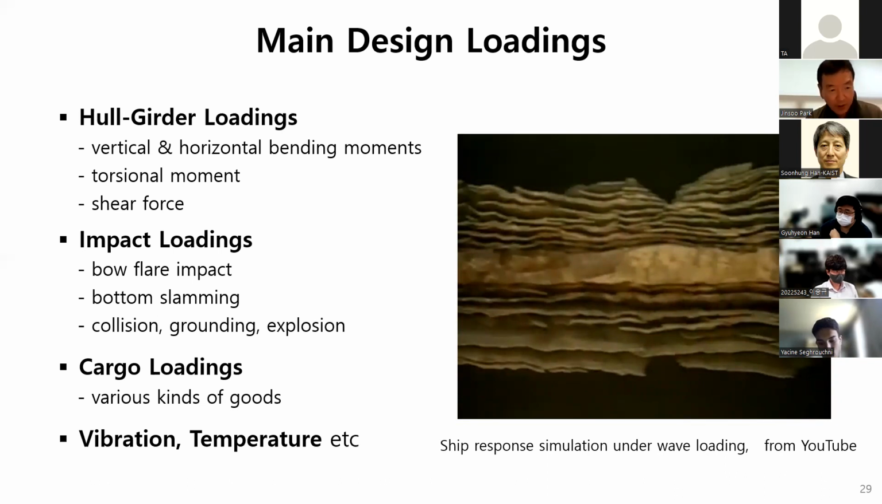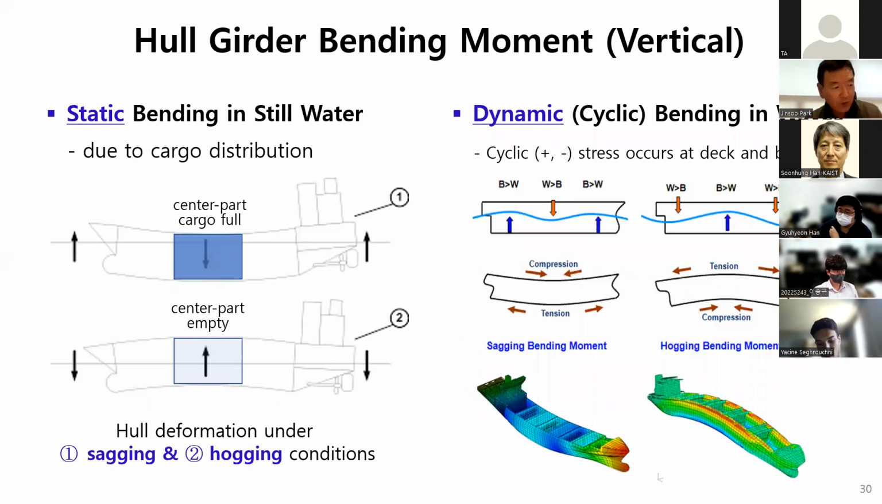Sure, it's very useful. The first one is the vertical hull girder bending moment. As I mentioned, it's the most important loading in designing ship structures. I'd like to skip the details. Most of them were touched before.